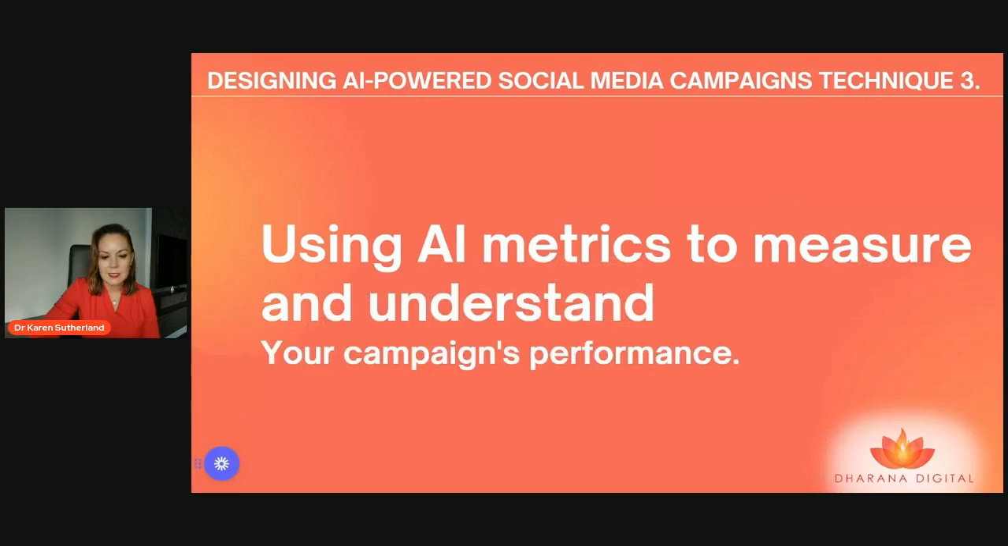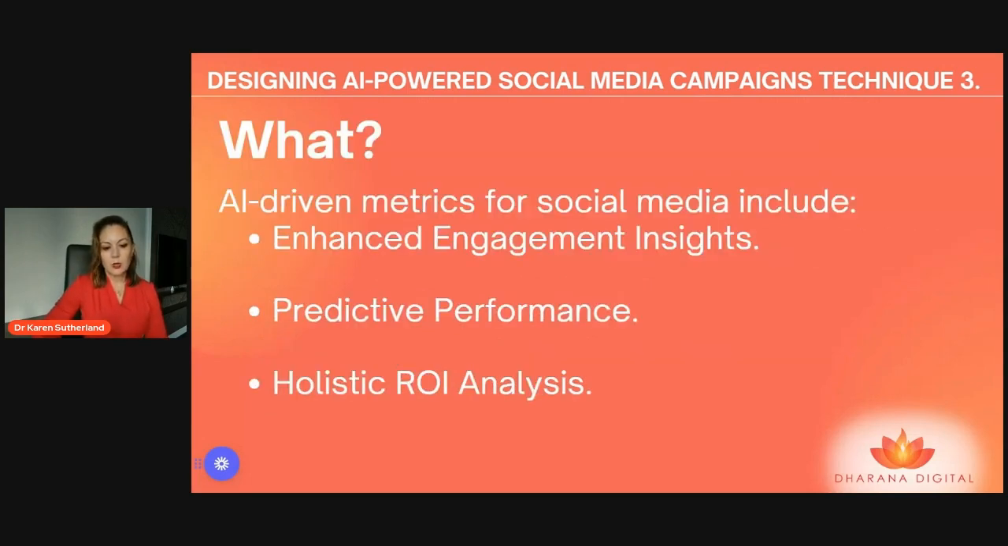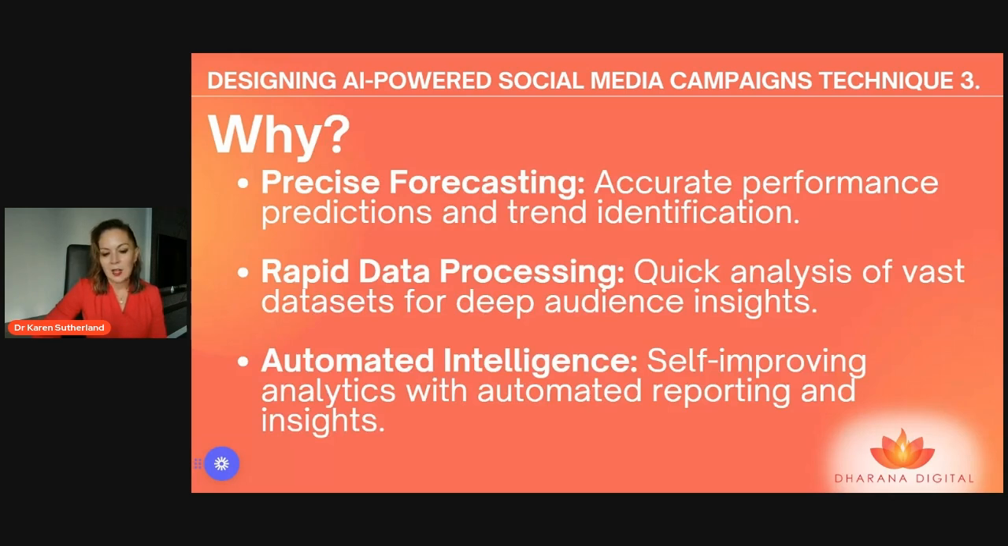All right, let's move on to the last one now. Using AI metrics to measure and understand your campaign's performance. What I mean by that is really understanding, as I've said before, what your audience is engaging with. Those deep engagement insights are going to help you do so much better on your social media. AI can also help you predict what's going to work and what's not going to work, and then you'll have more of an idea of that so you can get a larger return on investment. AI can help you get that more precise forecasting.